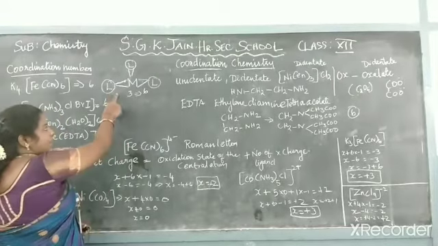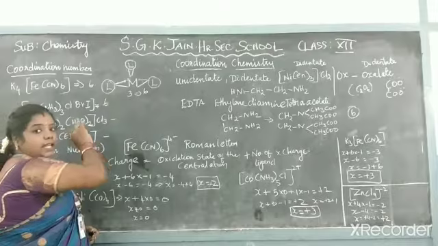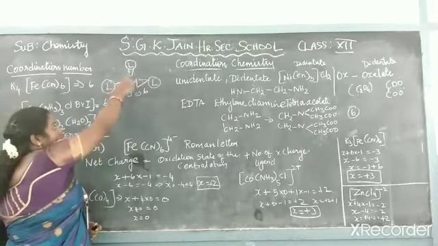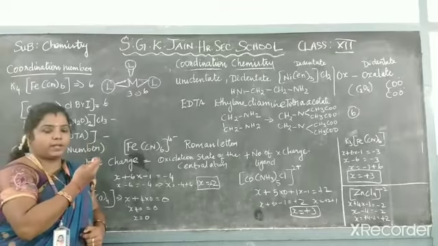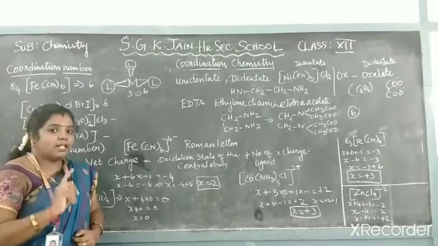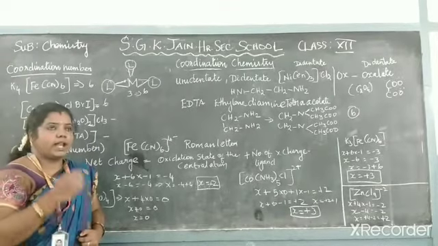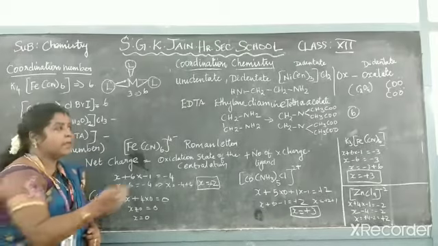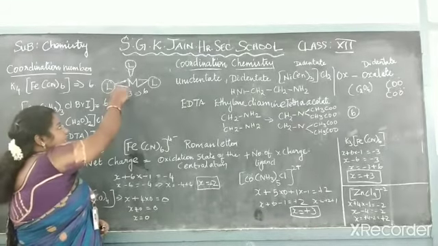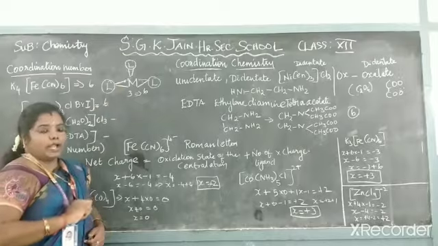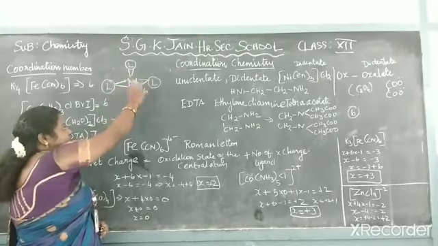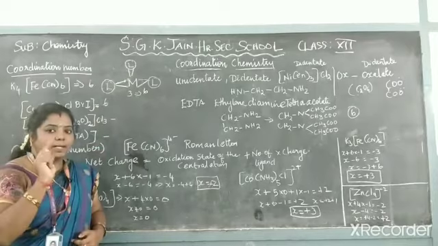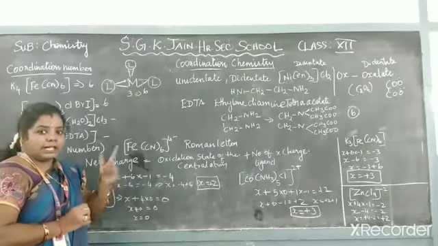Let's see the example. Here how many ligands are there? 3 ligands are there. 1 2 3. Okay, so what is the coordination number? Actually the coordination number would be 3, but it is not the actual coordination number. Then how can you calculate the coordination number? Because here one ligand is donating 2 electrons. 1 2 3 4 5 6. So what is the coordination number? 6. Okay, so this is the other way for that.